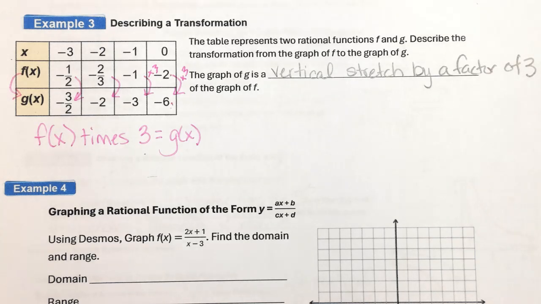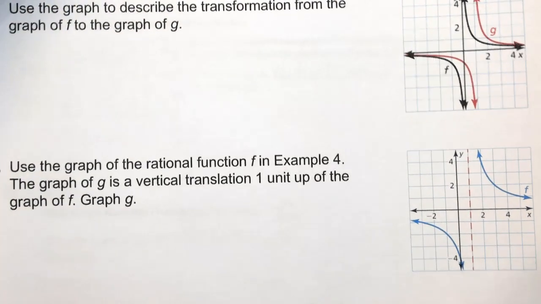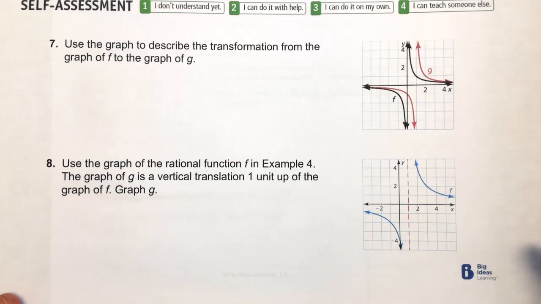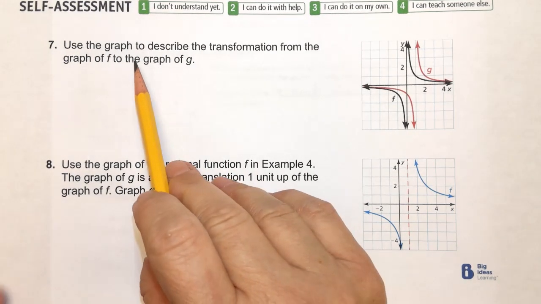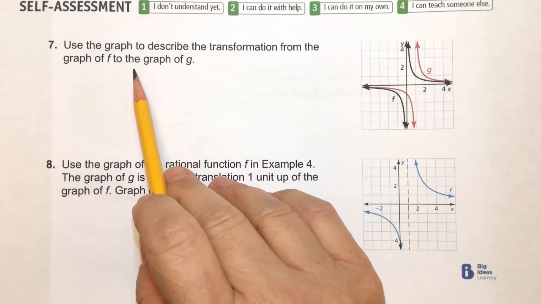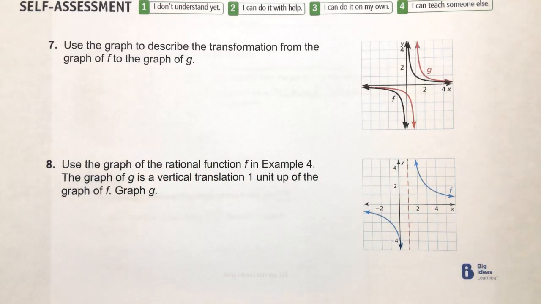All right, so I have 2 graphs that you can pause and try for your self-assessment. Let me zoom out. Just this one, use the graph to describe the transformation. So just number 7, how does this graph transform? So if you will, just take a moment to think about that.